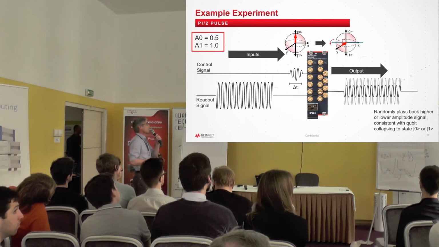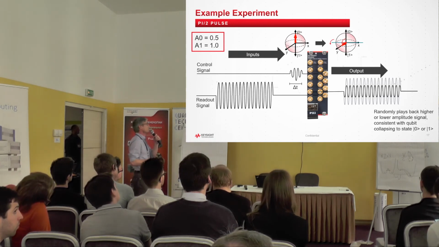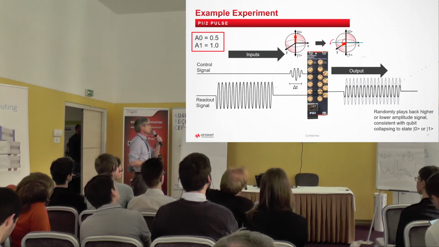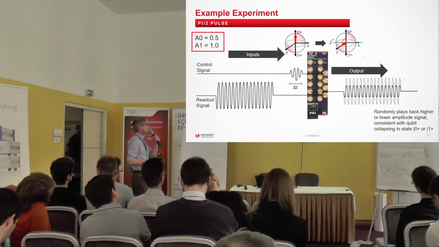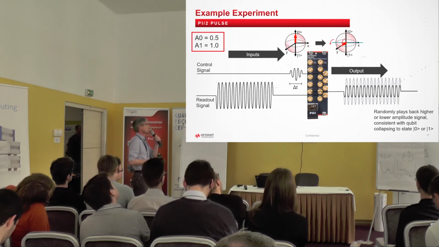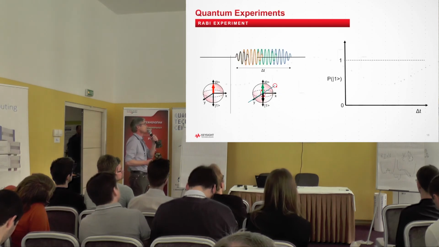If we apply a pulse that rotates the vector by 90 degrees, in this position the emulator will work randomly. It will randomly provide different amplitudes corresponding to 1 or to 0. So it will give you a result very similar to what happens in real life.